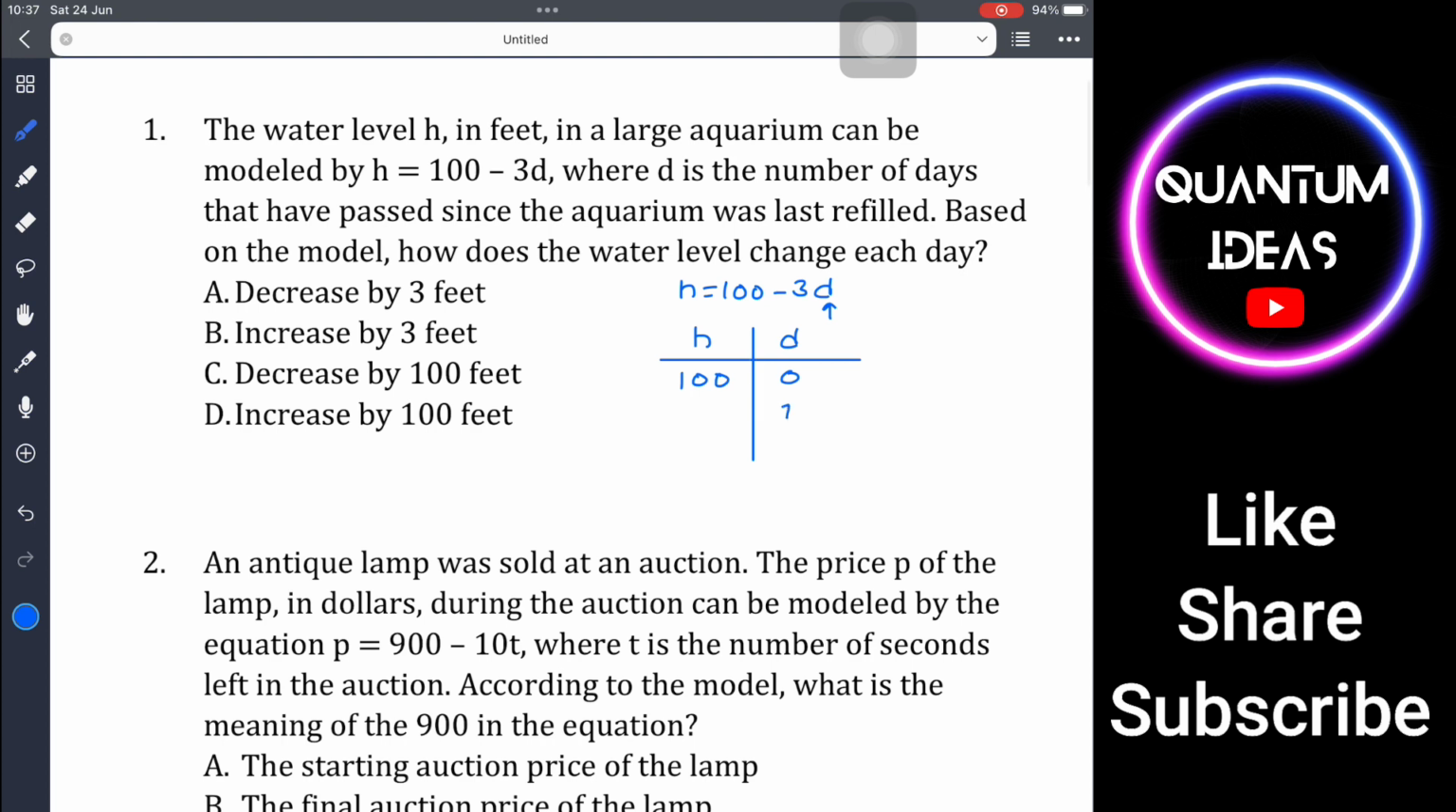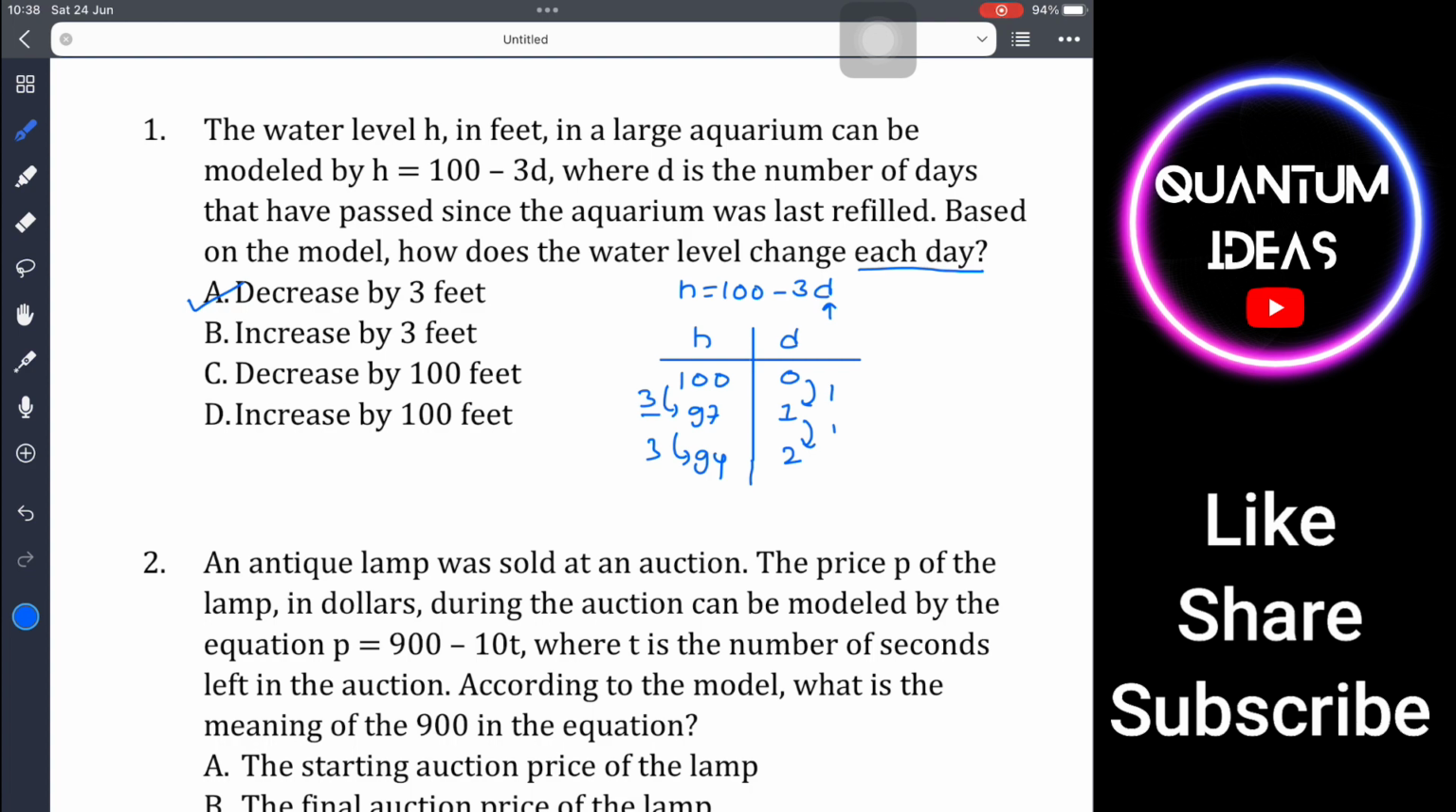And as the days pass, let's say the first day, 100 minus 3, that will be 97, right? If you plug in d equals 1, you get h equals 100 minus 3. And as the second day passes, d equals 2, 100 minus 6, that is 94. You can see here, as the number of days increases by 1, the height decreases by 3 feet, right? So we can say that each day the height of the water level is decreasing by 3 feet. So decrease by 3 feet, A is your answer.